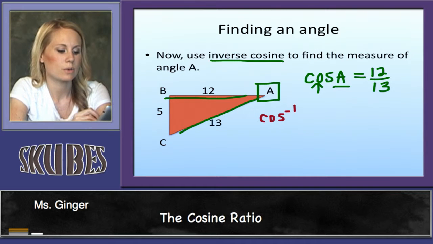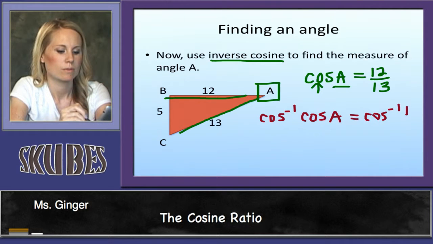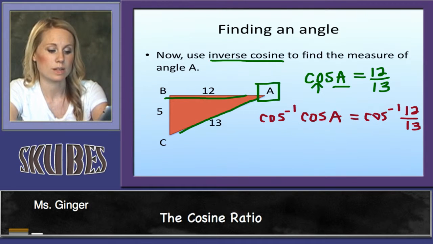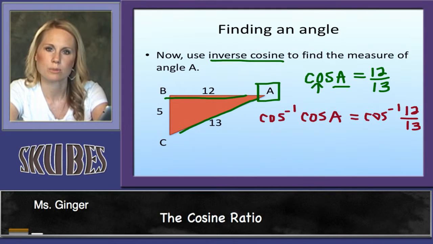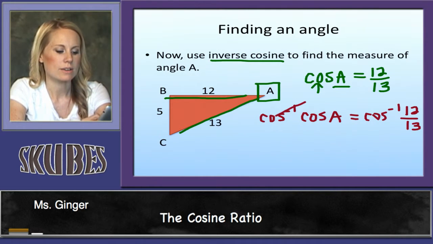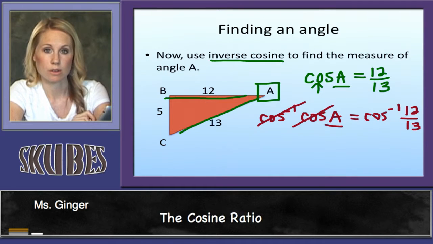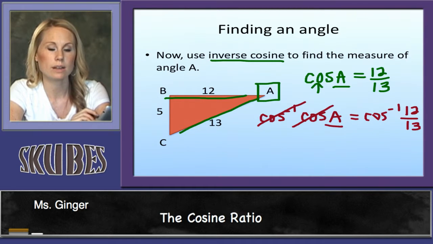If I take the inverse cosine of both sides of this equation, let me rewrite what we have. It would look like this. So I've got cosine inverse of cosine A equals cosine inverse of 12 over 13. I just attached a cosine inverse to both sides so that I could sort of undo that cosine operation, get rid of it, and leave A by itself. And I can see I need to type this in to my calculator on the other side. So I'm going to type in cosine inverse of 12 over 13 as a fraction.